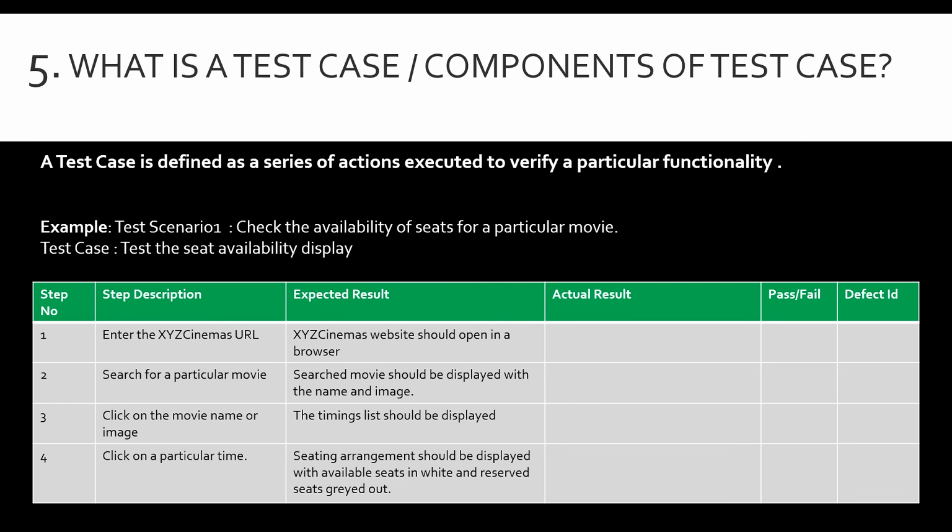You're doing all the steps involved to come to step number four to check whether the available seats are shown in white and can be clicked. This is how a test case looks like, or these are the components of a test case. This can be used to answer the question if asked in the interview. And if the business asks you to prepare a test case, you can use the same template to prepare one for the business. In the next slide, we're going to look at the test execution and how the remaining columns are filled.